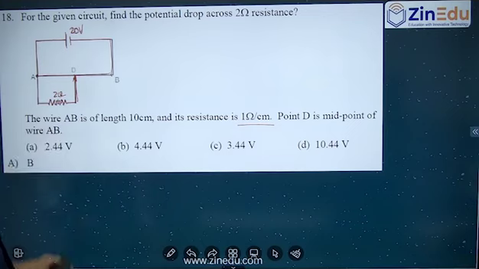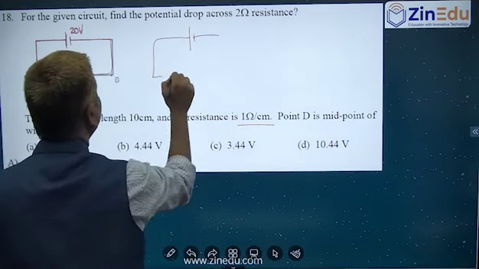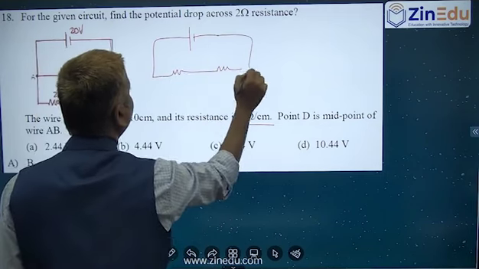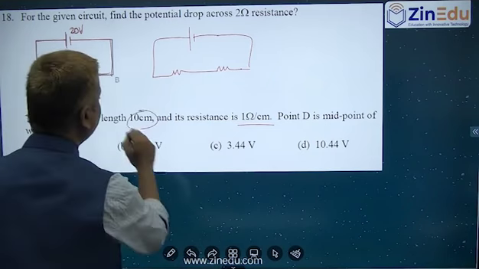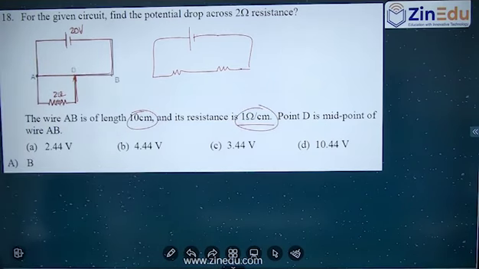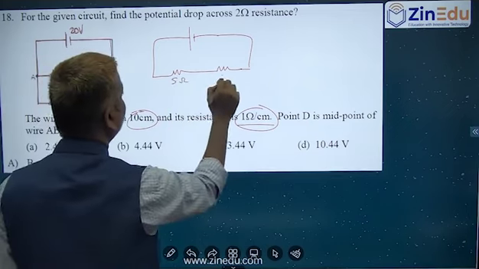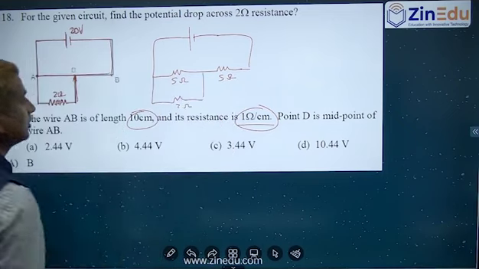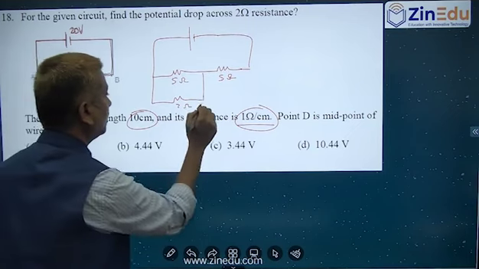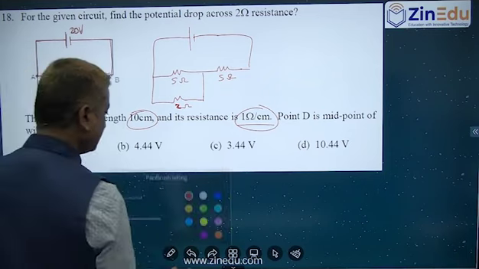Since D is the midpoint of wire AB, you can convert it like this. Here you can keep one resistance and here one resistance, because D is the midpoint. Because the total length is 10 centimeters and each centimeter is 1 ohm, the total resistance of wire AB is 10 ohms. So you will get this as 5 ohms and this also 5 ohms. And here this is the 2 ohms. Right? Now you have to get the potential drop across the 2 ohms.